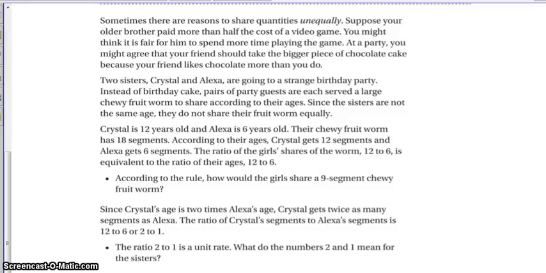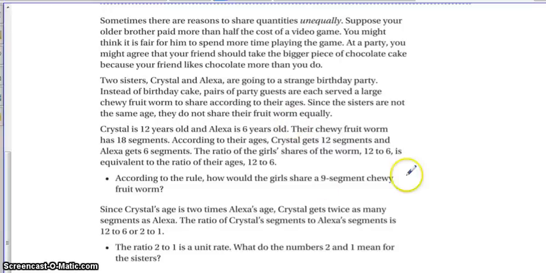So the ratio of the girls' shares of the worm is 12 to 6, which is also the equivalent of the ratio of their ages, 12 to 6. According to this rule, how would the girls share a 9-segment chewy fruit worm?